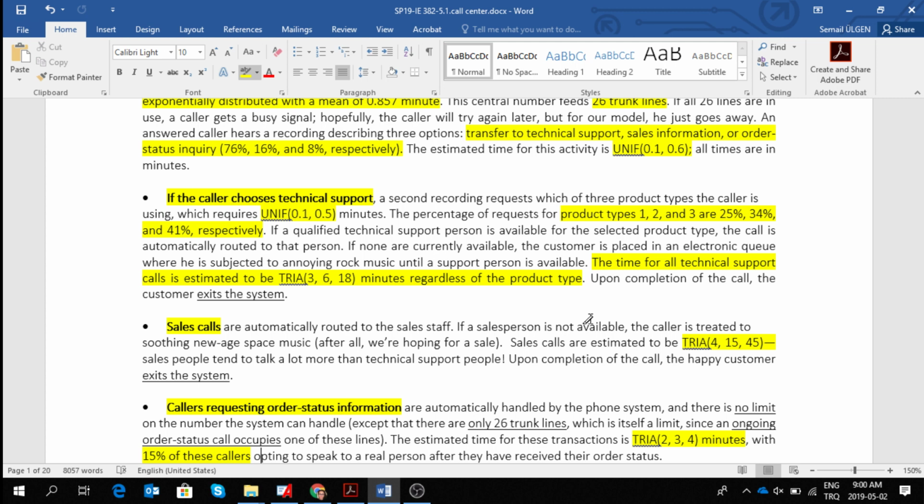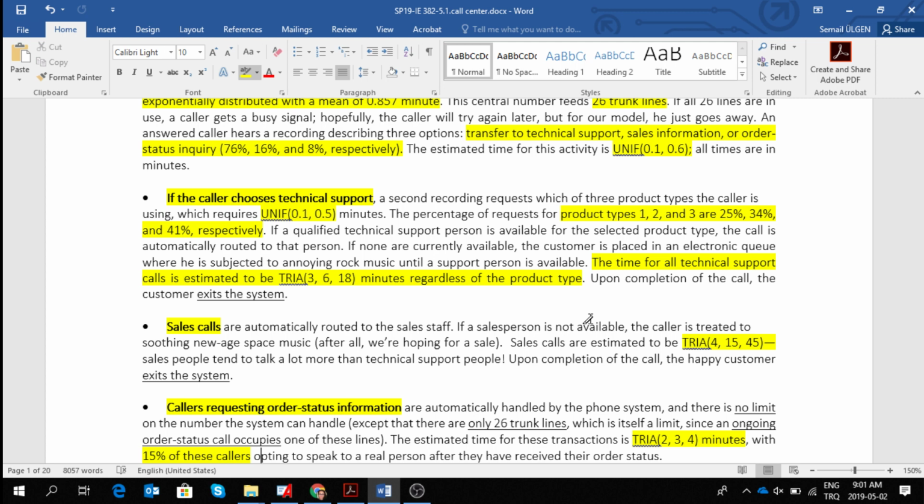If a qualified technical support person is available for the selected product type, the call is automatically routed to that person. If none are currently available, the customer is placed in an electronic queue where he is subjected to annoying rock music until a support person is available. The time for all technical support calls is estimated to be a triangular distribution with minutes 3, 6, 18, regardless of the product type. Upon completion of the call, the customer exits the system.